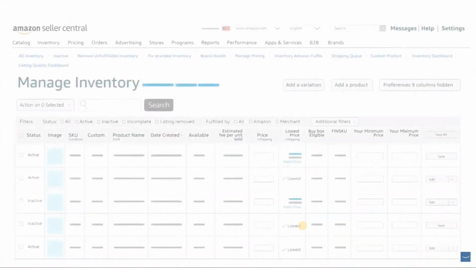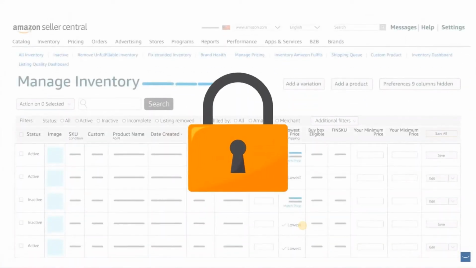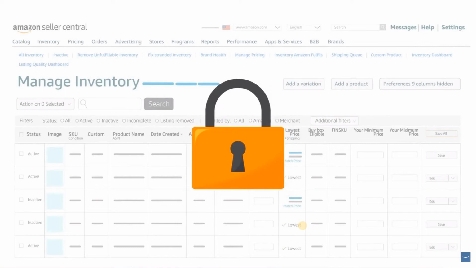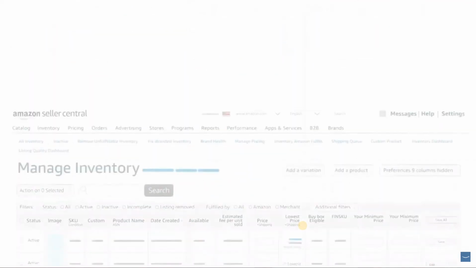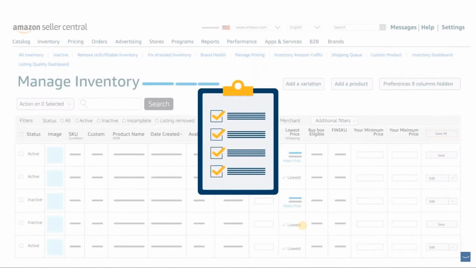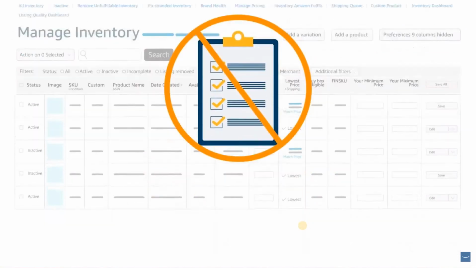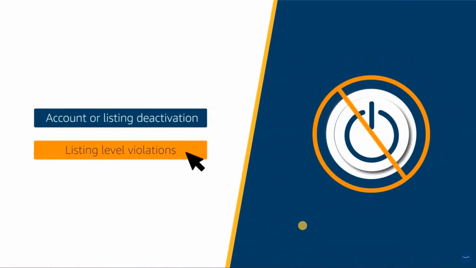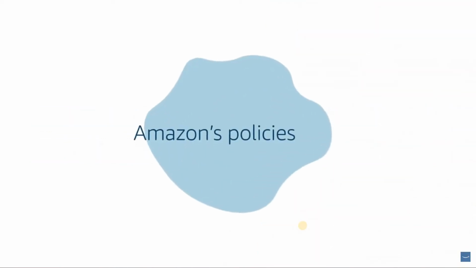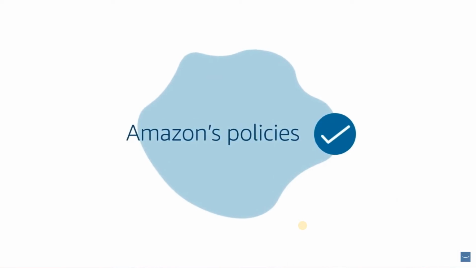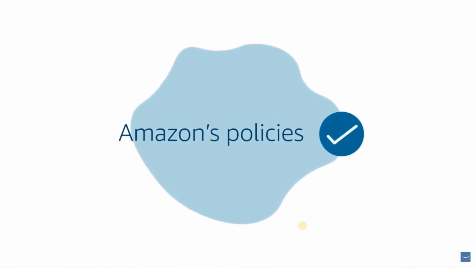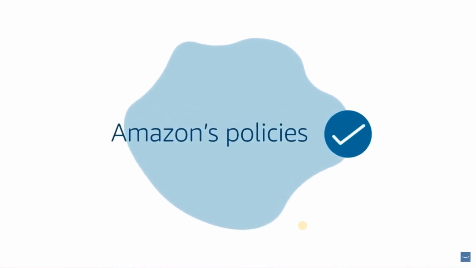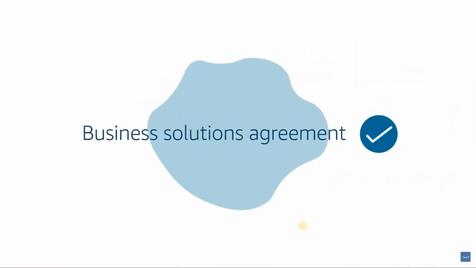Account or listing level deactivations are usually a temporary action that limit your ability to sell on Amazon. These actions are taken when Amazon identifies one or more policy violations. If an account or listing deactivation or listing level violation is not addressed, it may lead to permanent deactivation of your selling privileges on Amazon. To avoid account deactivation or listing level violation from happening, you should ensure that you are adhering to selling practices in accordance with Amazon's policies and business solutions agreement.